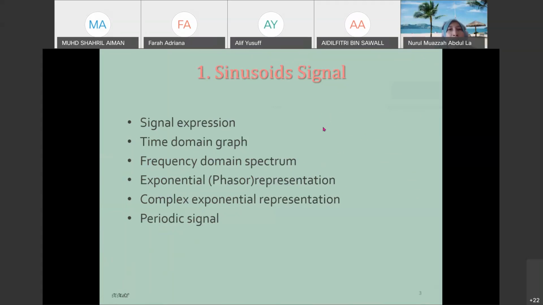I'm going to show you how to represent the same sinusoid signal in terms of exponential or phasor representation, complex exponential representation, and also periodic signal. If you notice, at the first part of the e-learning, I put all the general information as well as past question papers, formulas, and all the notes that are relevant for all chapters. For example, I put a revision on complex numbers.